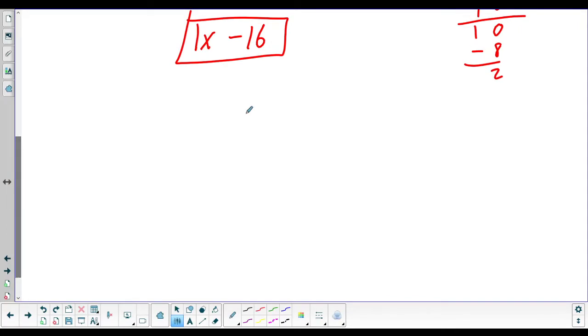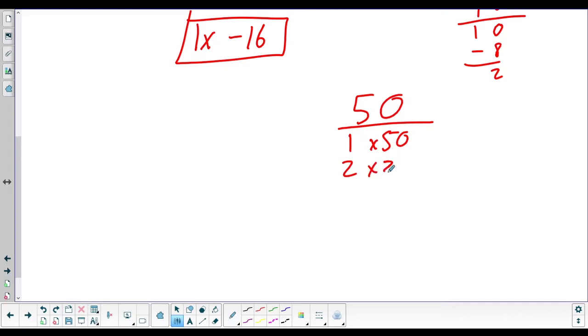Okay. So, if we think about 50, 50's factors are all the things that multiply to be 50, or numbers we could divide 50 by that would go in evenly. It would mean it has a remainder of 0, right? So we have 1 times 50. We have 2 times 25. We have 5 times 10. And I think that's it, right? So 1, 2, 5, 10, 25, and 50 are all factors of 50.